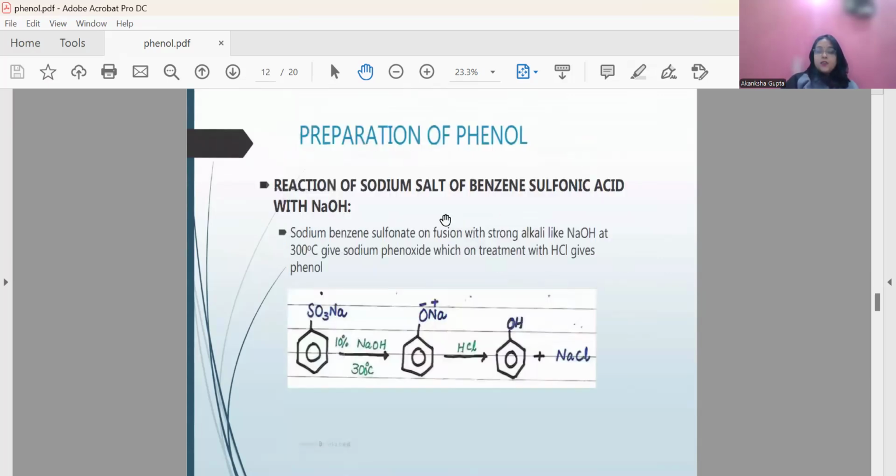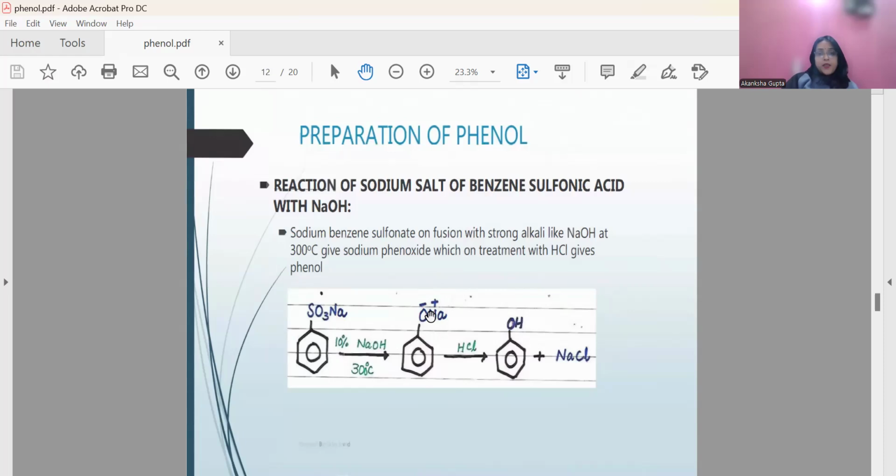Now coming to the different preparations or synthetic methods of phenol. Phenol can be synthesized from benzene sulfonic acid. Here we can see the benzene sulfonic acid. So sodium benzene sulfonate is here, and when we react it with 10% aqueous NaOH, we can see that this intermediate forms, and finally this is basically sodium phenoxide.